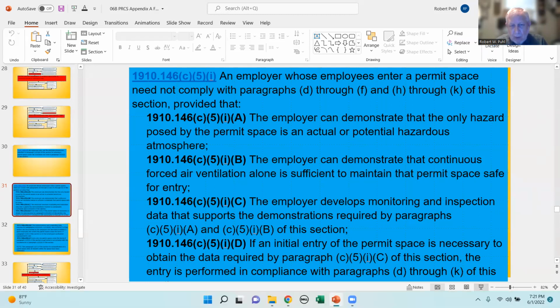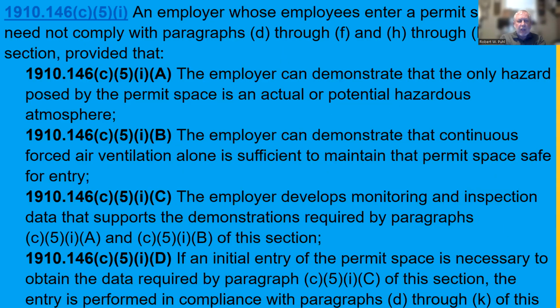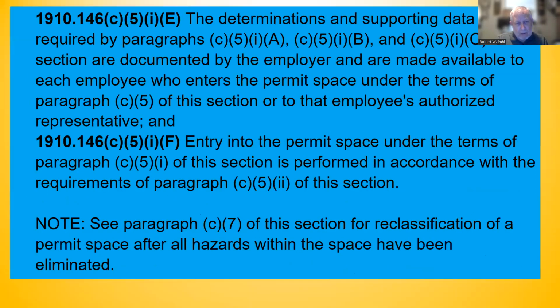And then (b), the employer can demonstrate that continuous forced air ventilation alone is sufficient to maintain that permit space safe for entry. The employer develops monitoring and inspection data that supports the demonstrations required by paragraphs (c)(5)(i)(a) and (b) of the section. And (d), if an initial entry of the permit space is necessary to obtain the data required by (c)(5)(i)(c) of this section, the entry is performed in compliance with paragraphs (d) through (k) of the section. So a lot of stuff going on in this thing.